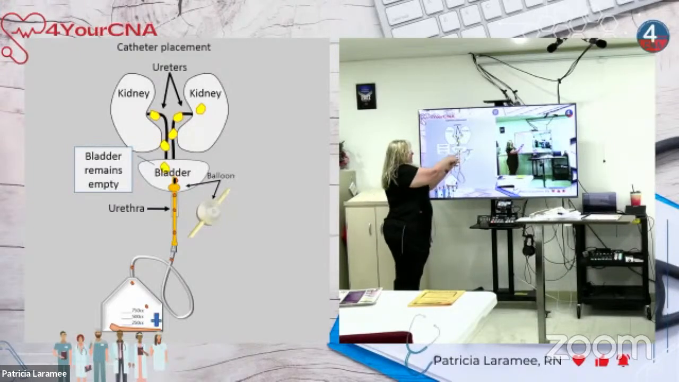And do you see where that bubble sits? Right there at the base of the bladder. So you can't feel this. Remember, this is hollow. You can't feel this. And that keeps it from sliding out. It's a doorstop. That's all it is. Good? Questions?